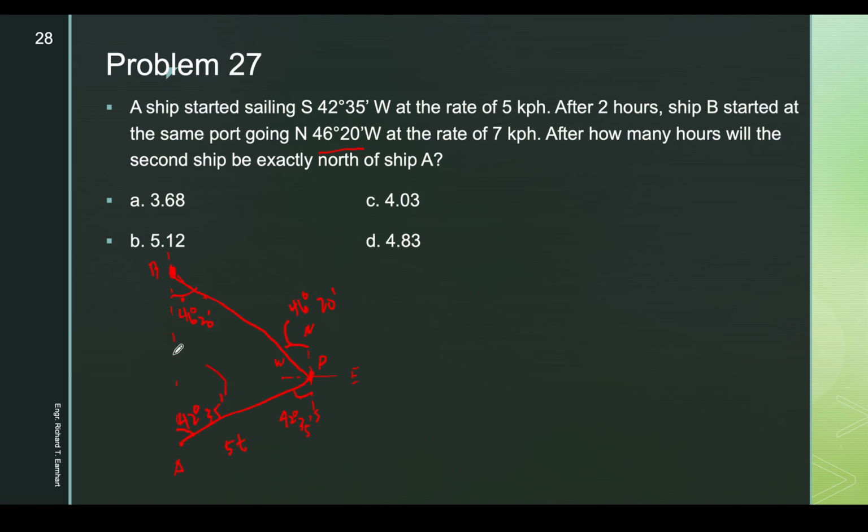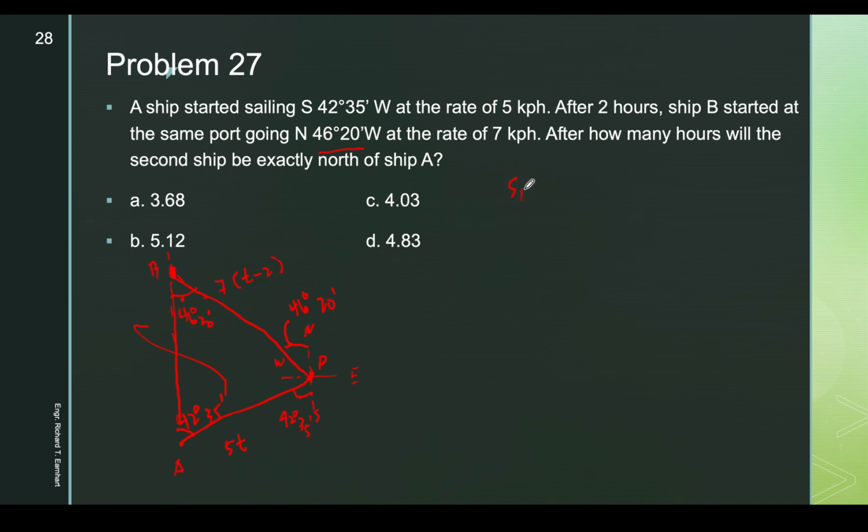Now this forms an oblique triangle. Okay, maybe we can use Sine Law. By the way, the distance from P to B is the velocity, which is 7, and then the time is t minus 2, no? T minus 2. So the time is represented by t minus 2 for ship B.